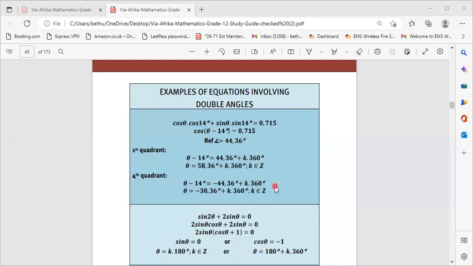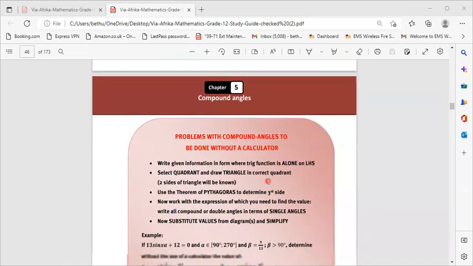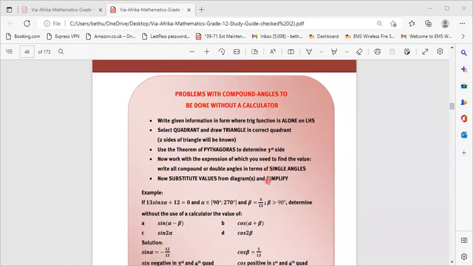I will leave you to solve for the fourth quadrant. I am very sure that you get the gist of what needs to be done. Now, next, I will be taking you through the problems with compound angles to be done without a calculator.